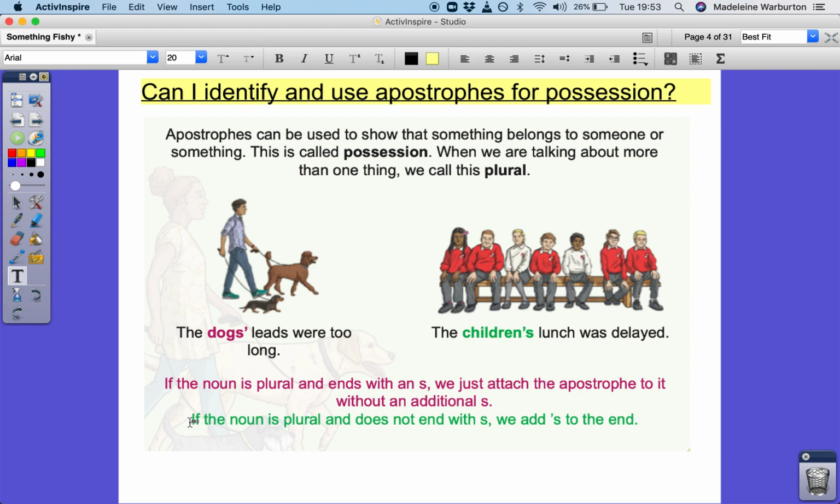If the noun is a plural and does not end in S, we add S to the end. So the children, well, we know that's more than one child. The children's lunch was delayed. The lunch belongs to the children. Now it doesn't end in an S, so we go apostrophe S.